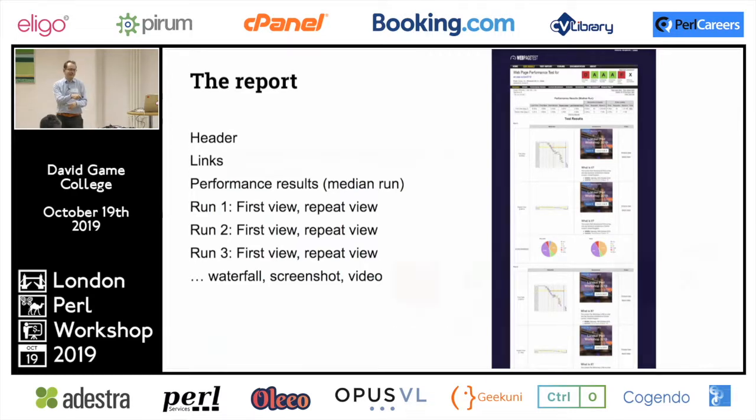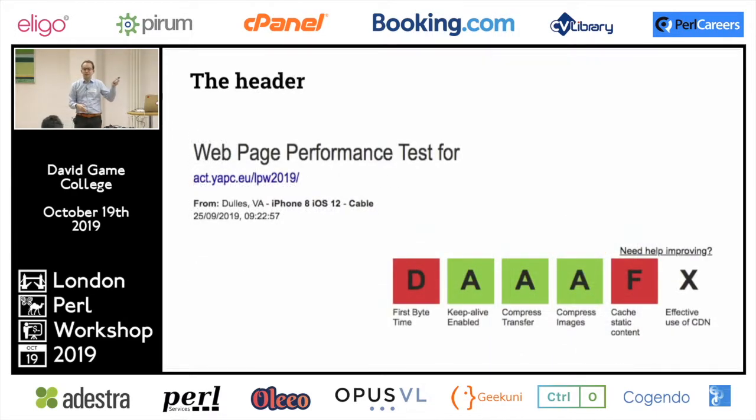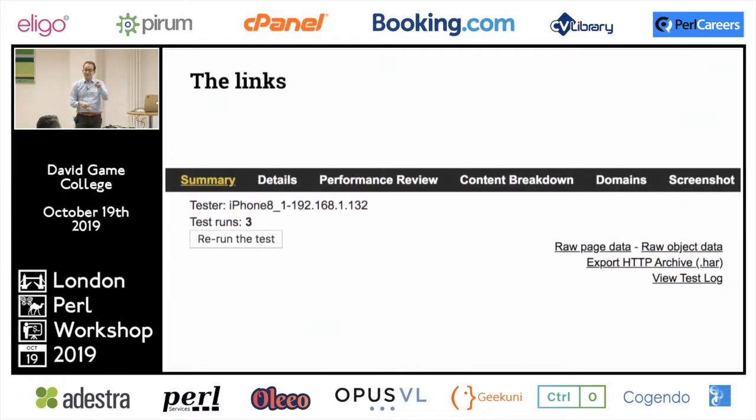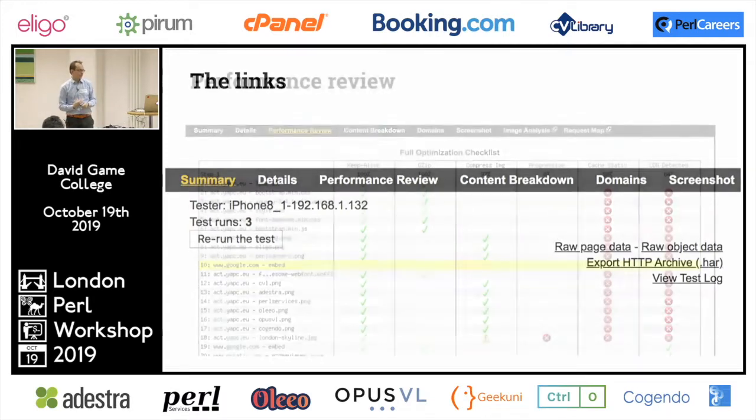We'll go through it. So here's the header. It tells you what the test was and the parameters of the test, and gives you some grades. We'll go through the grades in a minute. There are links to various different parts. So here's the summary view. You can even download the data to do more analysis on your site if you want to.